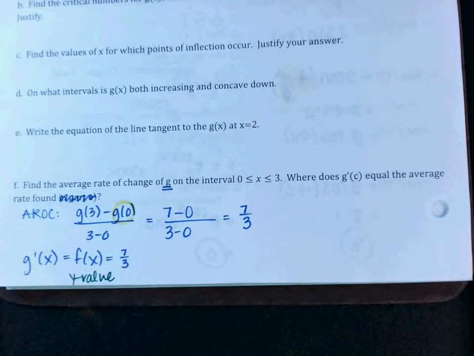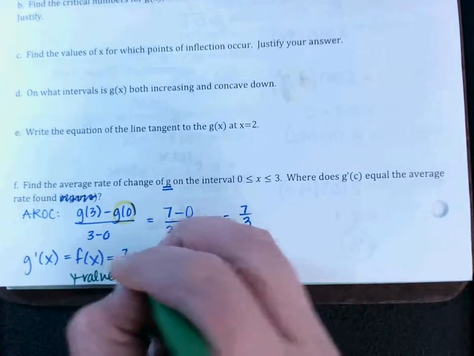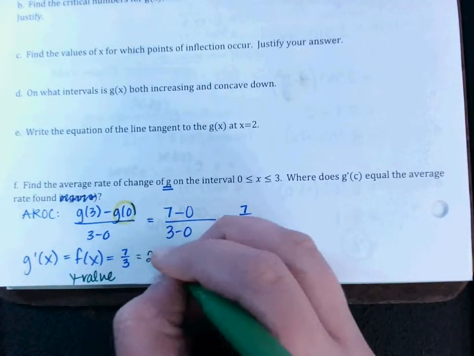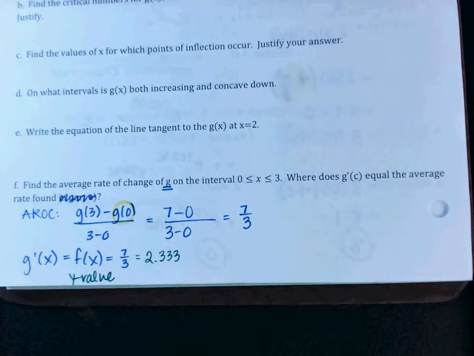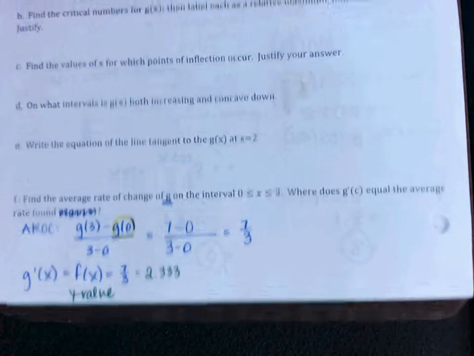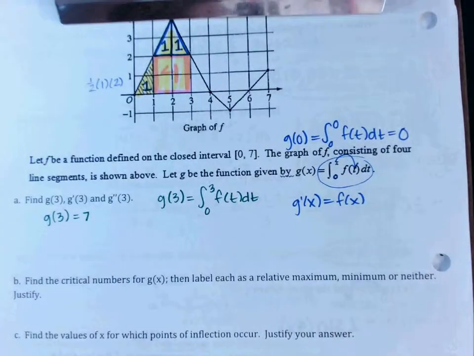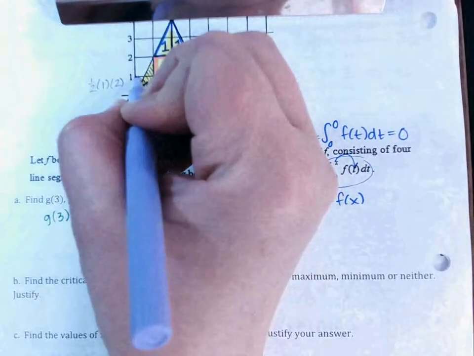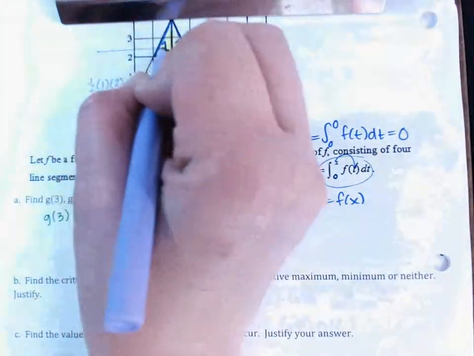And remember that f of x is really the y value in the graph. So 7/3 is 2.3333. When I look at my graph, I'm looking to see where it hits that value. So I'm going to come up here to my graph and draw in a flat line at 7/3, which is 2 1/3. So here's 1, here's 2, here's about 2 1/3.